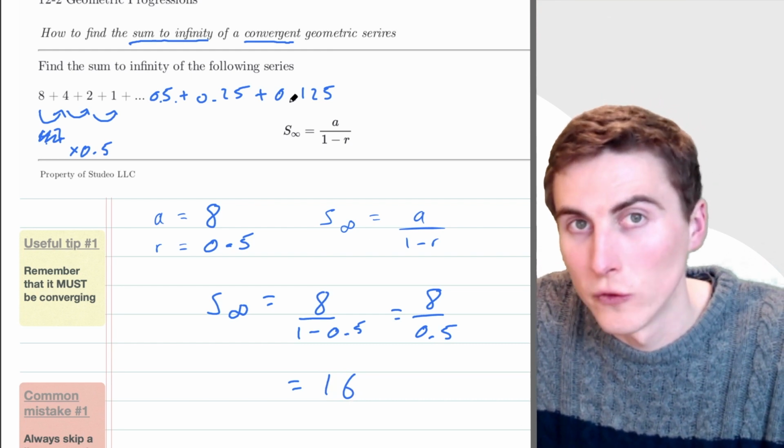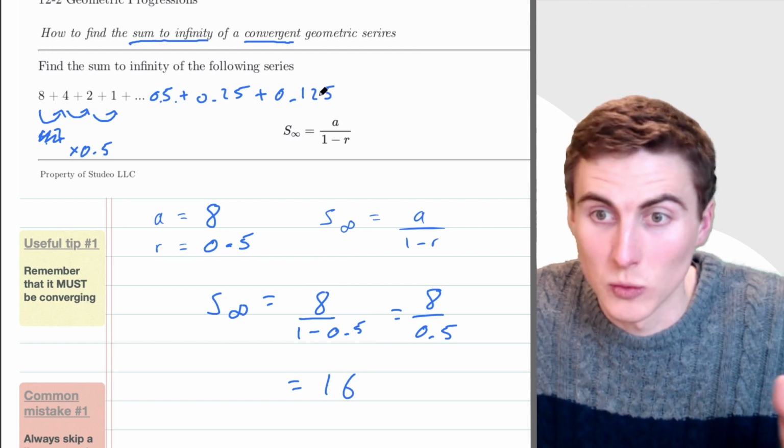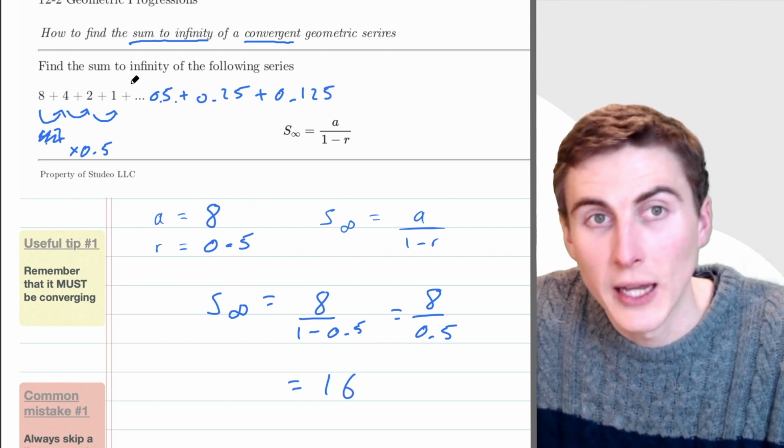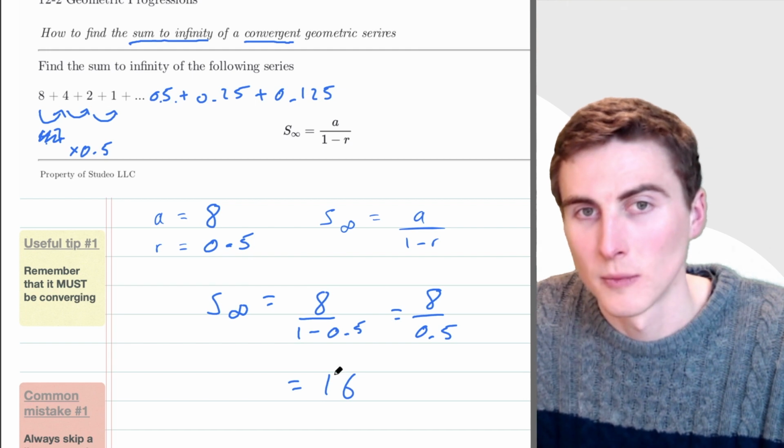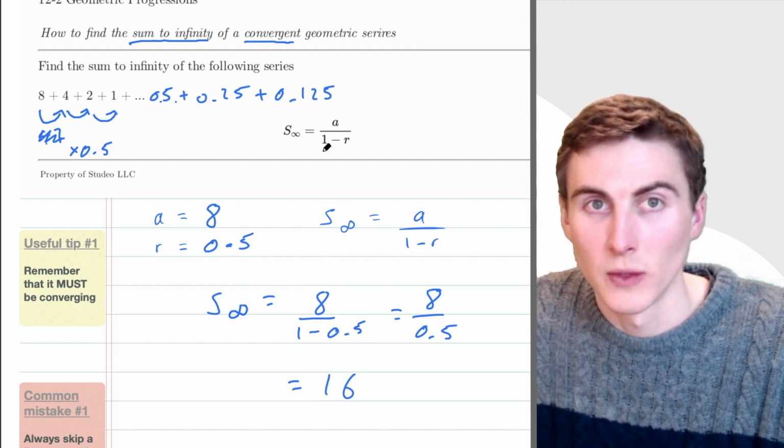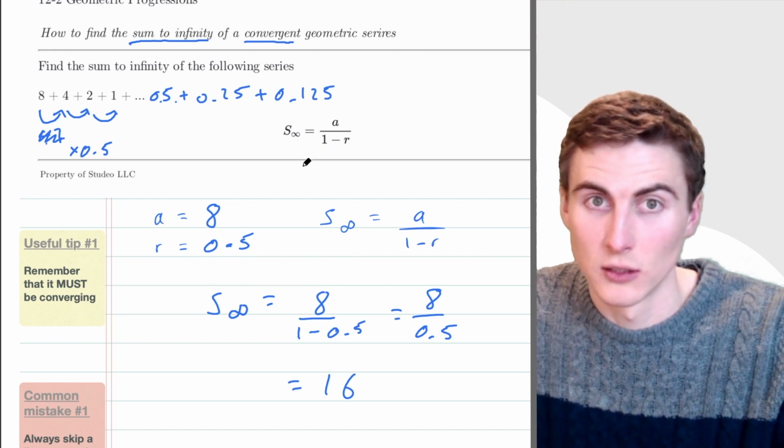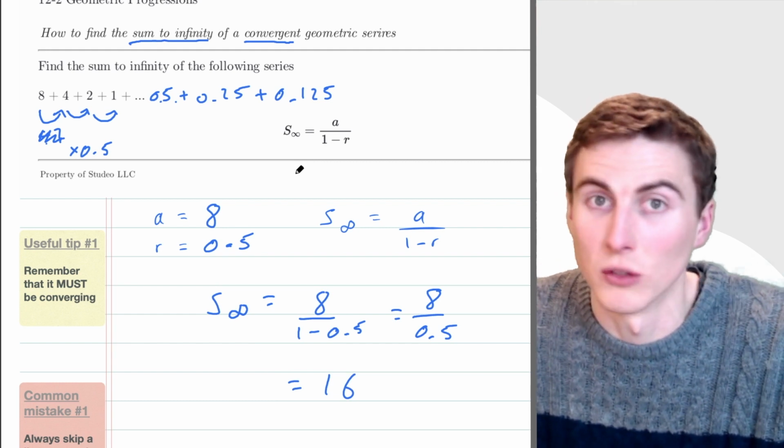So this is a convergent series because we're getting smaller and smaller numbers, and we can find the sum to infinity using this formula. Whereas if it was a divergent series, we wouldn't be able to use the sum to infinity formula. We couldn't find the sum to infinity.